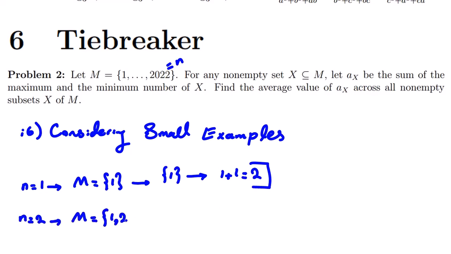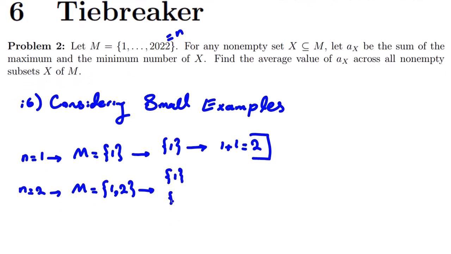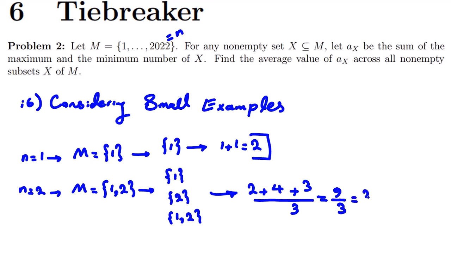M is {1, 2}. So the subsets are what? {1}, {2}, and {1, 2}. For the first one it is (1 plus 1) over 2. Next one is (2 plus 2) over 2. Next one, (1 plus 2) over 2. The sum is 3 over 3, 6, 9 over 3, which is 3. Okay, we guess that the answer is n plus 1. We guessed that. Now try to prove this first on your own.